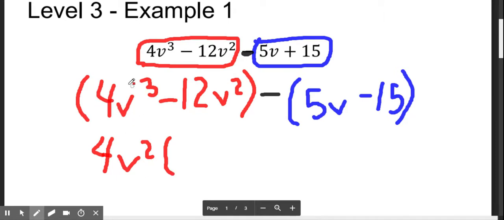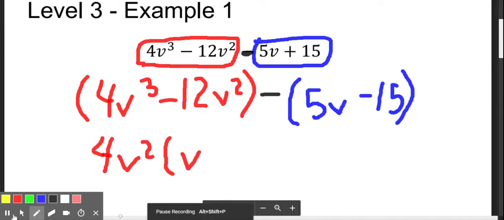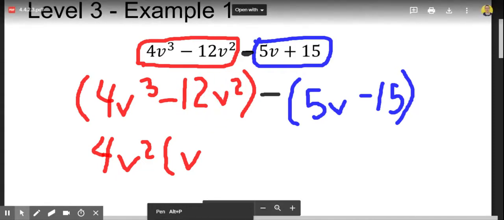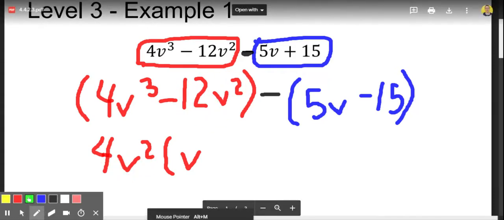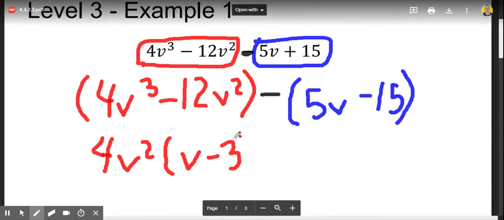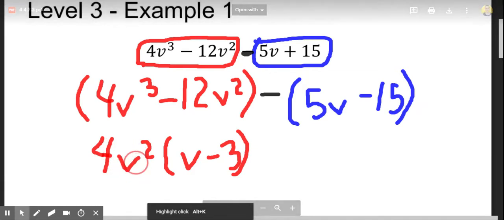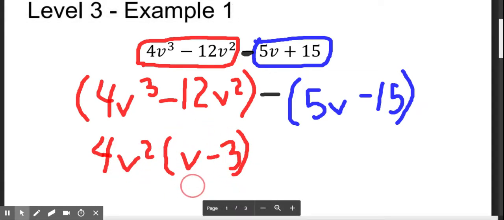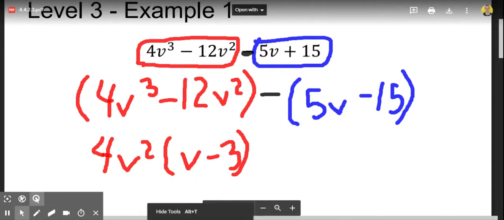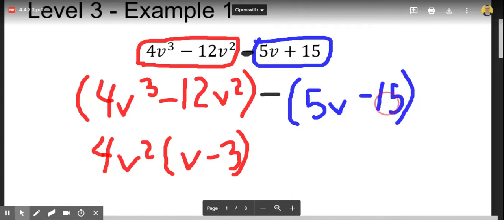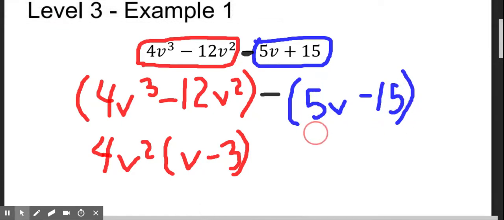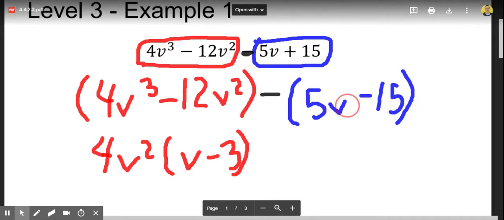All that's left: 4v cubed divided by 4v squared gives me just a v left over. And negative 12v squared divided by 4v squared is a negative 3 left over. So I'm going to get 4v squared times v minus 3 from my first group. So 4v squared is the common factor in the first group, and what's left over is this v minus 3. Okay, moving on to our second grouping, we have 5v minus 15. And it's very clear, again, 5 is what we're going to take out of this. You'll notice that only one term has a v, so we don't really need to worry about v.